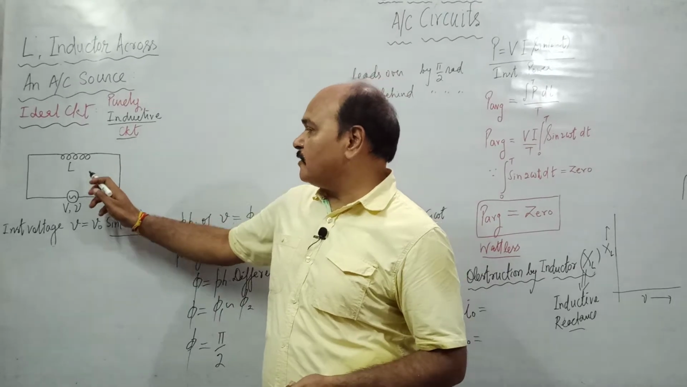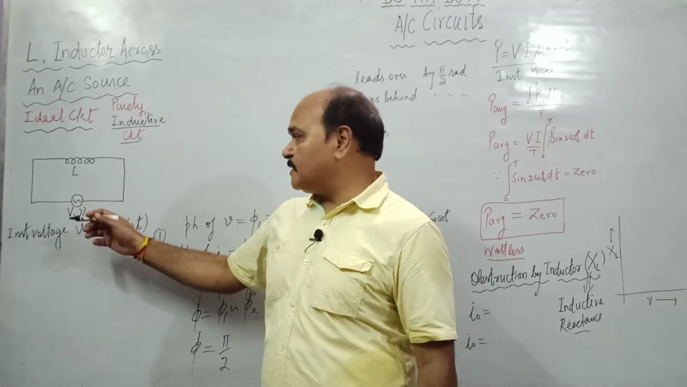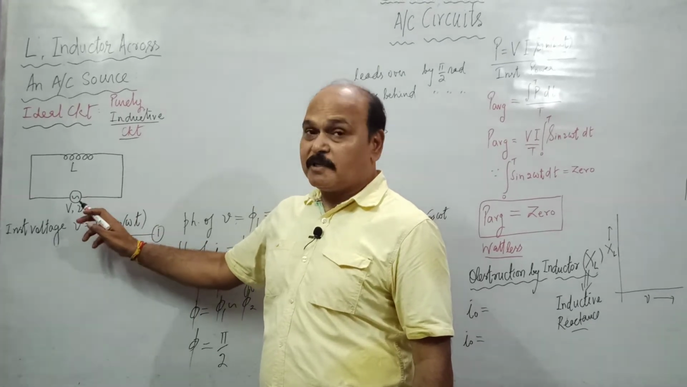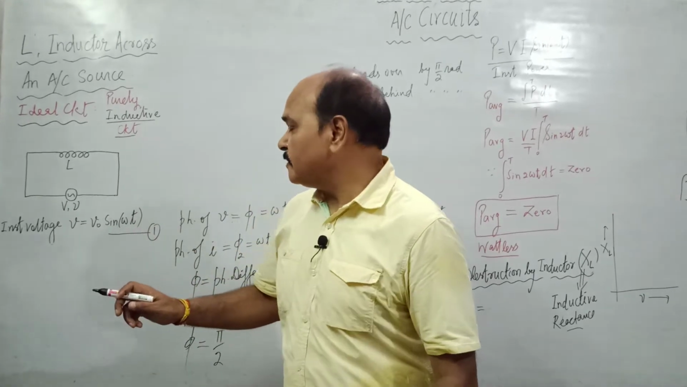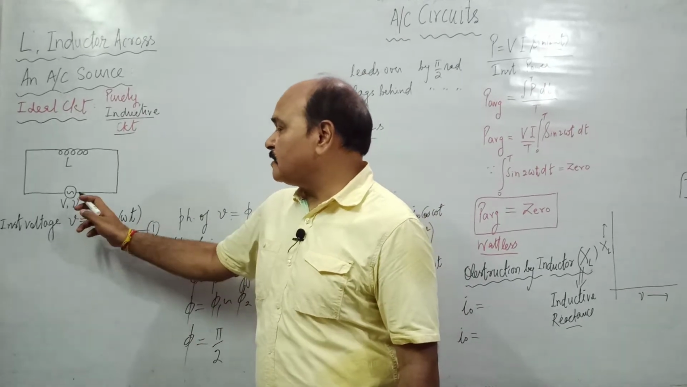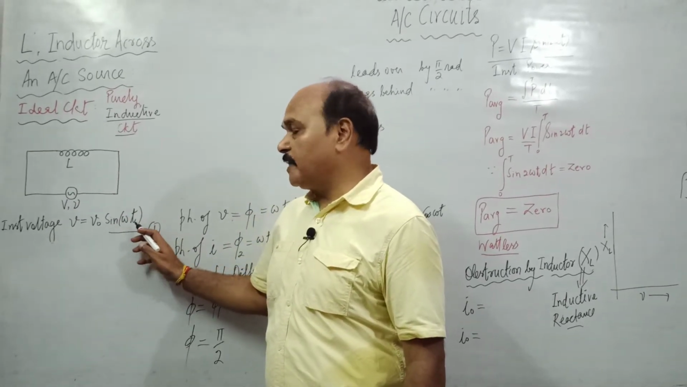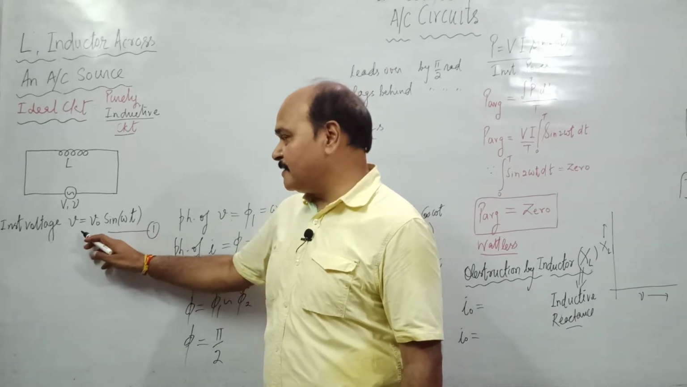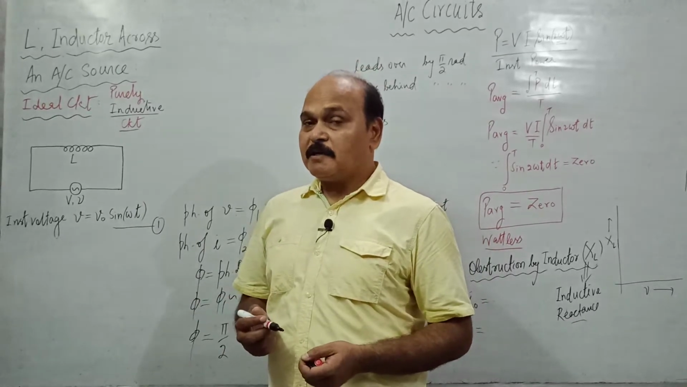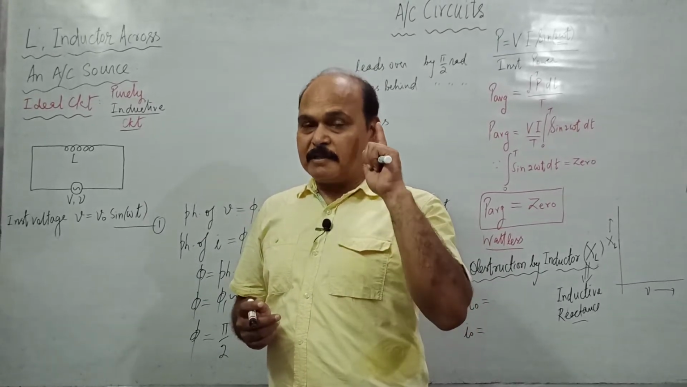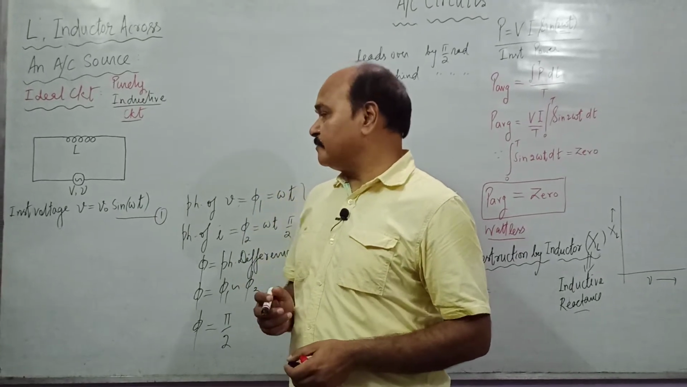So this is L connected across an AC source. V, as usual, is the RMS value of this AC source, and this nu is the linear frequency of this alternating source. The instantaneous value of voltage provided by this source is V equals V naught sine of omega t. And from this, we are going to find the instantaneous value of current, as we did in the case of the resistive circuit and the capacitive circuit.